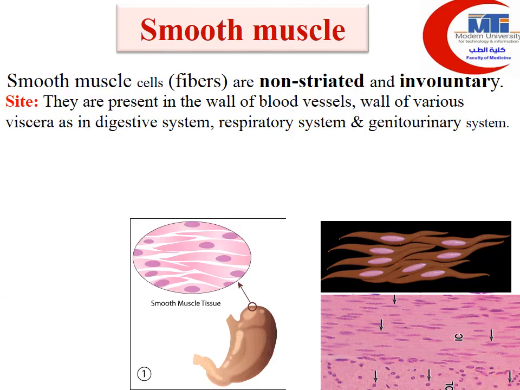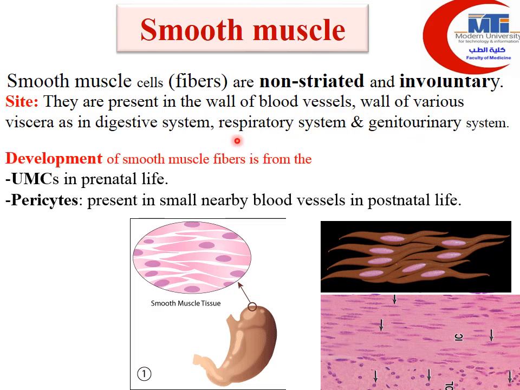Smooth muscles are non-striated and involuntary muscles. What are the sites of smooth muscle in the body? They are present in the wall of the blood vessels, and in the wall of the various viscera, as in the digestive system, respiratory system, and genitourinary system.